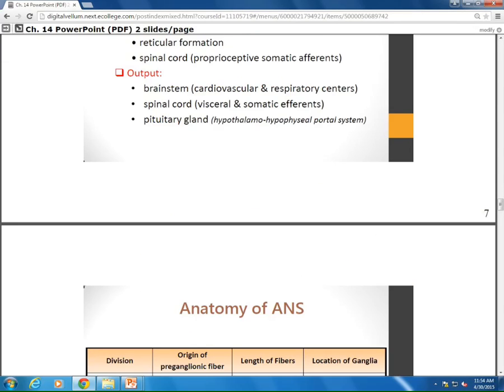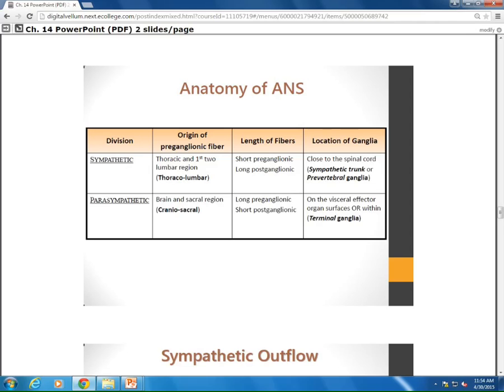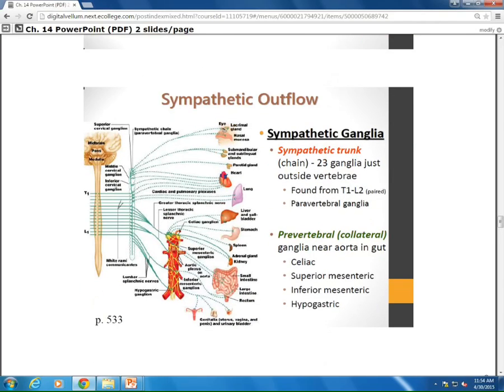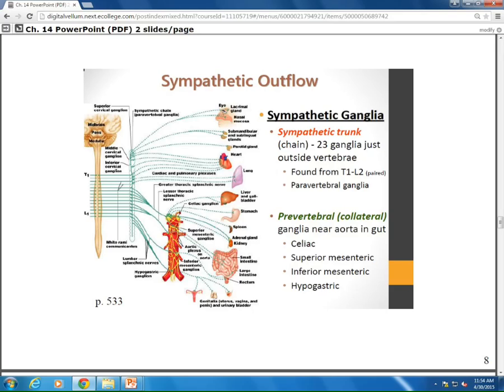We're going to skip over some of this stuff we've mentioned already. This is the same thing anatomically in this chart. Here's the picture of the sympathetic flow. We can see preganglionic neurons in the solid, postganglionic in the dotted lines. We see the two ganglia labeled here, paravertebral and prevertebral. Now let's talk about our three scenarios.